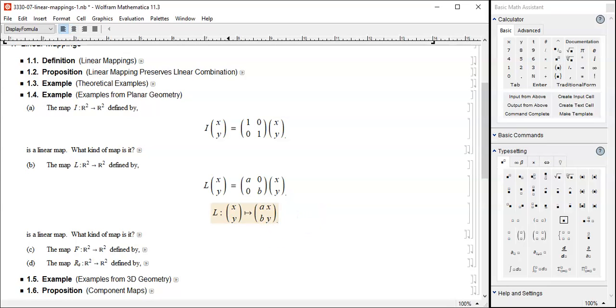What kind of map is this? X is being sent to ax. Say, for example, a is 2, then in the horizontal direction it is doubled, so stretching by 2. And then if b is, say, 3, then it is vertically stretched by a factor of 3. It doesn't always have to be stretching. If b is, say, 1/3, then it is a compression by a factor of 1/3. So it's a stretching in one direction and another stretching or compression in the other direction.